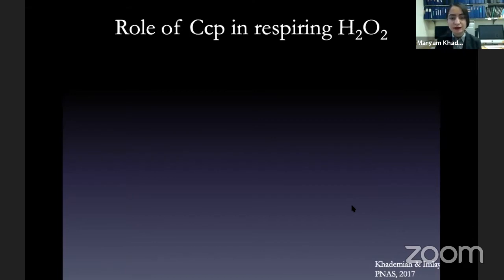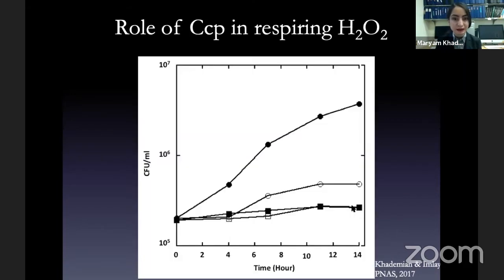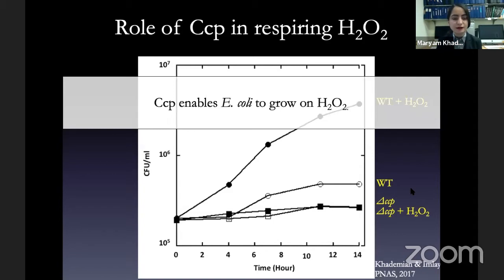To make sure that this is because of CCP, I made a mutation. So here is the wild type strain. As I showed before, it grows in presence of peroxide and not without peroxide. But if I used the CCP mutant that lacks the CCP gene, then it didn't matter if I added hydrogen peroxide or not, the cells could not grow. So this suggests that the growth on hydrogen peroxide is mediated through CCP.